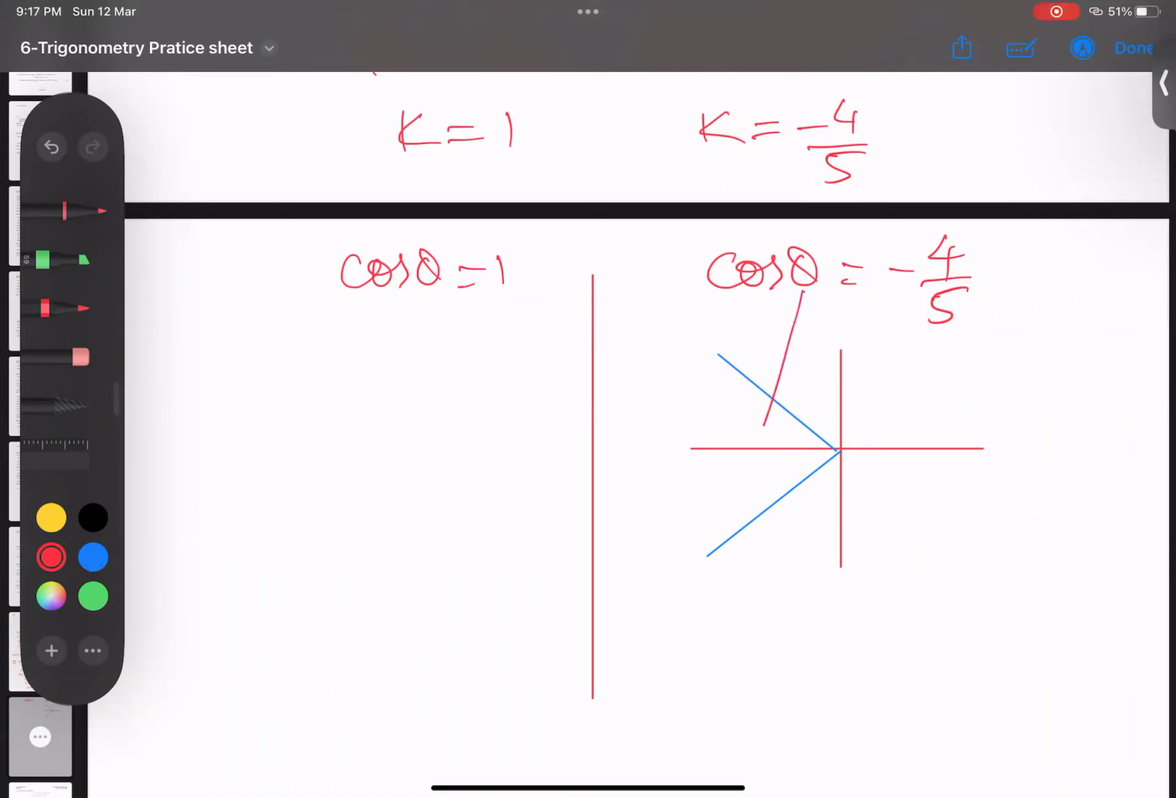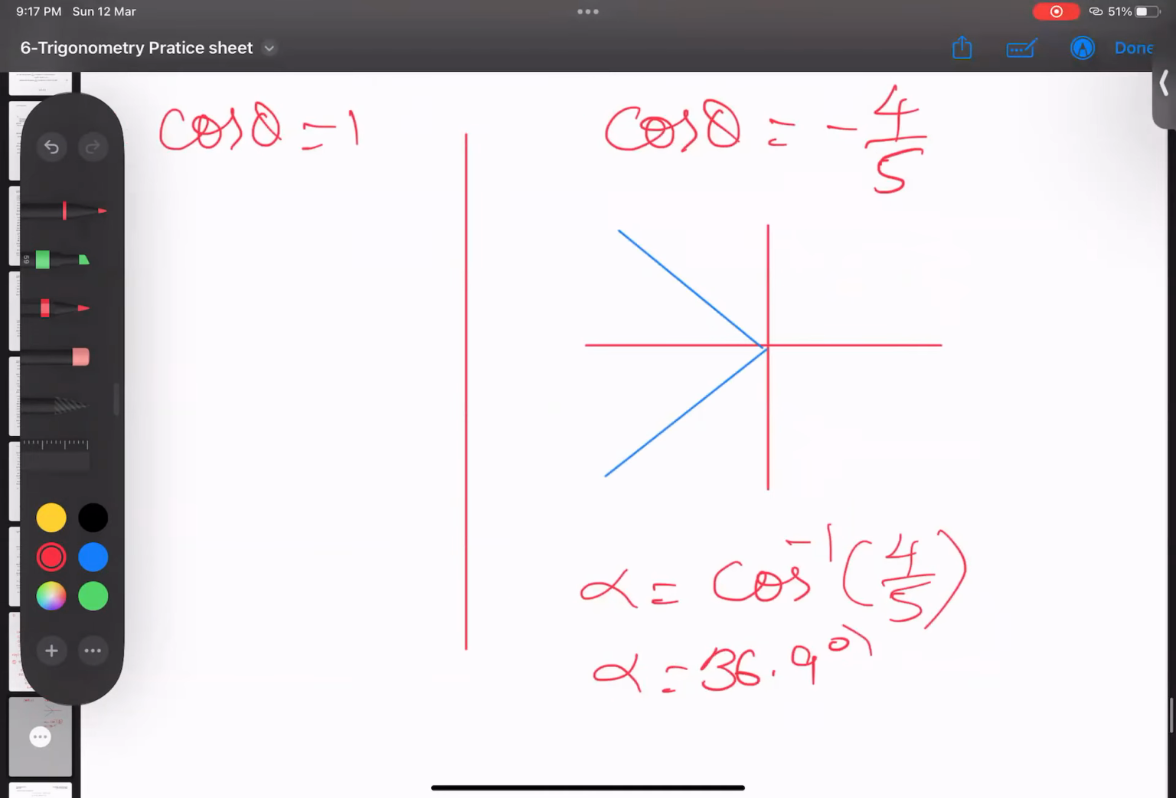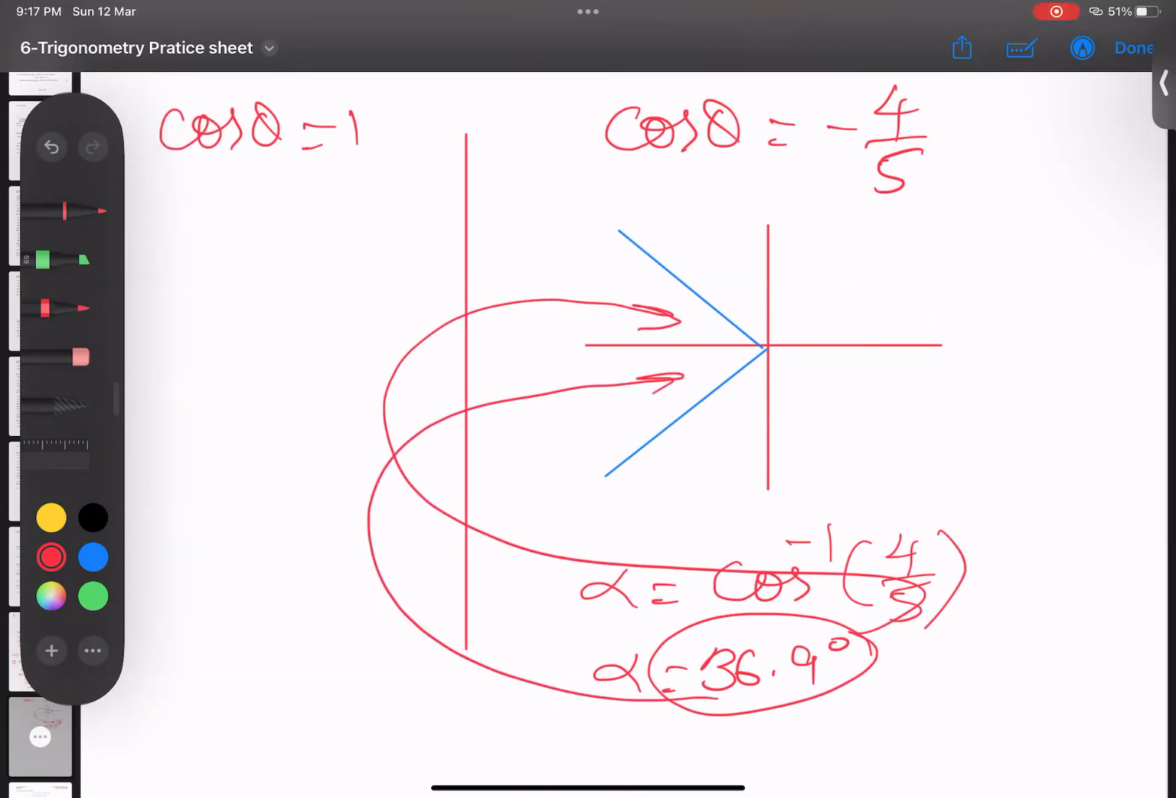So this angle, assume as alpha, is called the principal angle. Cos will go on the right hand side. Please don't include the negative sign. And now I'm going to solve it. I believe it's nothing hard here, and you can find it easily. So cos inverse 4 upon 5 is giving me alpha 36.9 degree. So for your knowledge, this 36.9 is between the blue line and the x-axis.